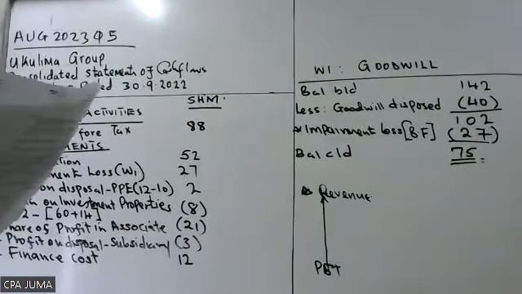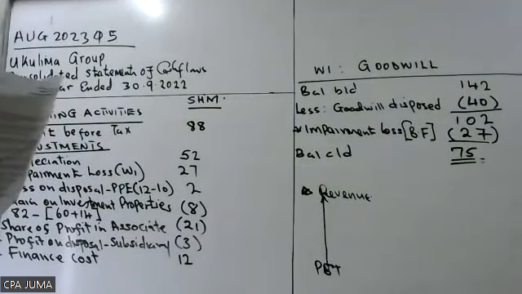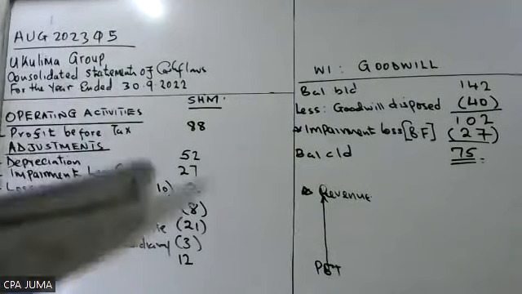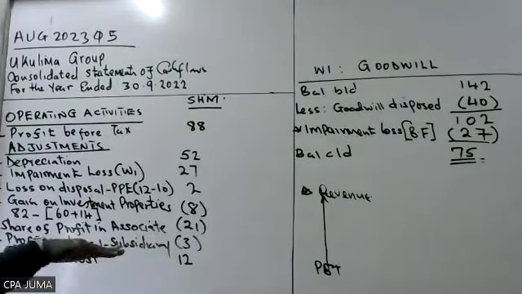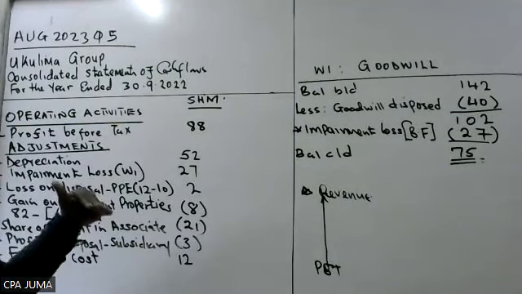So you don't go past there. Utakuwa umekosea. You get only up to PBT. When you reach PBT, you stop there. Don't check anything below PBT. You just need that PBT.